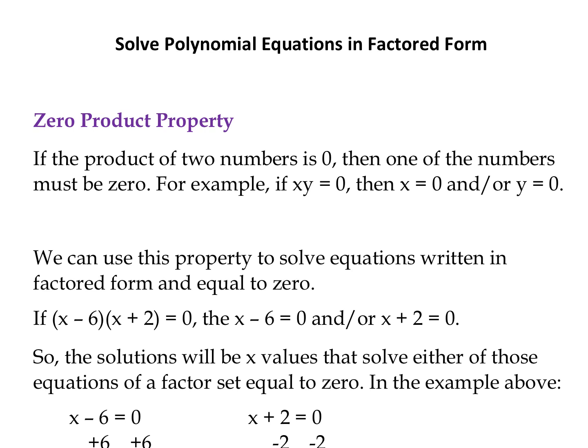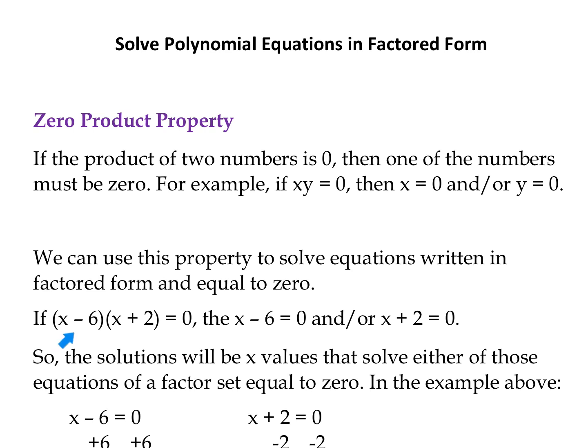The zero product property says that if we have a product of two numbers and it's zero, one of the numbers is zero. So for instance, if x times y equals zero, then either x or y, or both of them, have to be equal to zero. That's the only way we're going to multiply and get zero, is if a factor is zero. So we can use that to solve equations when we have them in factored form.